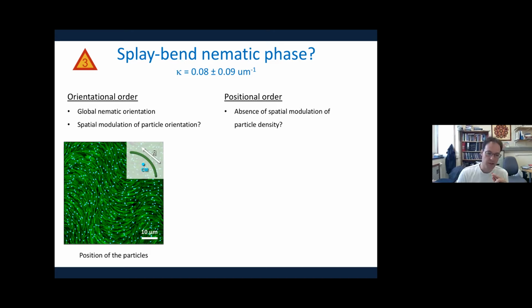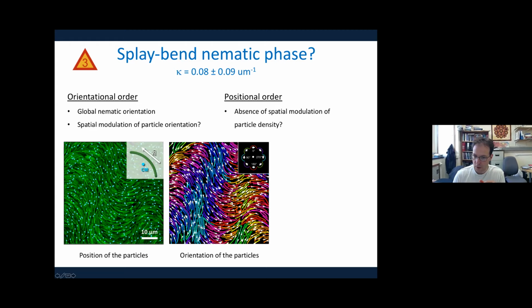But of course, we not only need the positions, we also need the orientations. And that's what's shown here. So here the particles are colored according to their long axis orientation, this vector n here. And you can beautifully see, it's a beautiful picture, you can see the waviness of the pattern. But the point is, we can measure both on the left-hand side, the position of the particles, and in the middle picture here, the orientation of the particles.